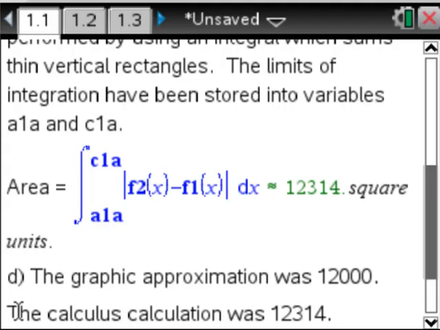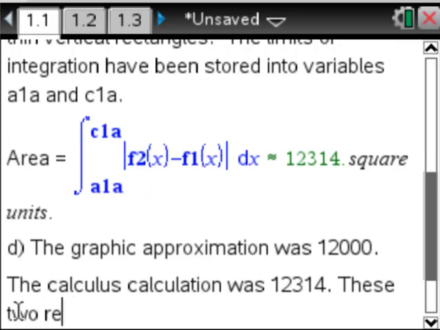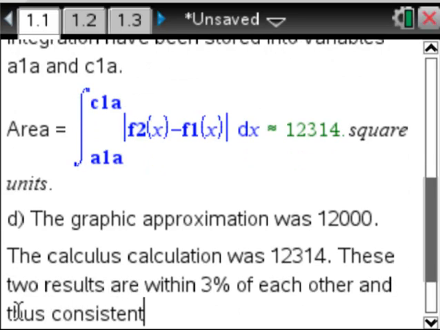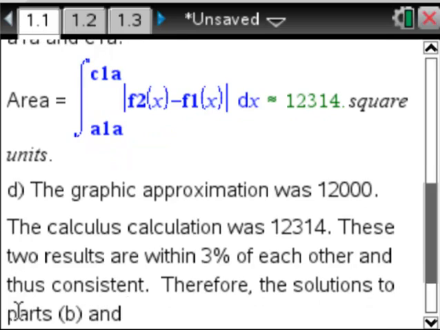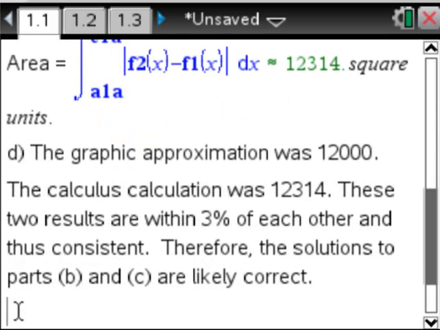Okay, well, let's see. The difference is about 300, right? Well, if it was 10%, that's 1,200. If it was 1%, 120. So, okay, 3% is no exaggeration. So we're able to say that these two results are within 3% of each other and thus consistent. Therefore, the solutions of parts B and C are likely correct. Okay, that's great to see that.